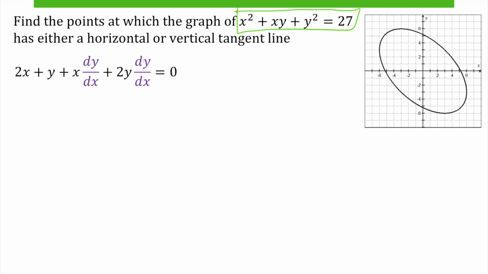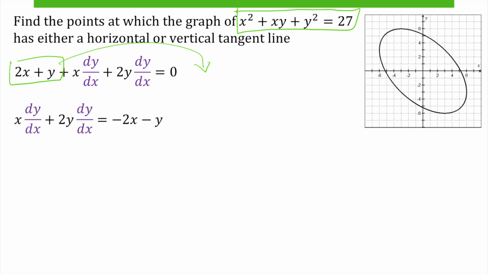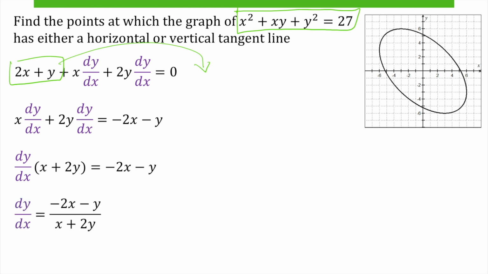That's what I got. 2x plus y plus x dy dx plus 2y dy dx equals 0. Now we'll take that 2x plus y, pop that over to the other side, factor out a dy dx, isolate dy dx. And there we have our slope.